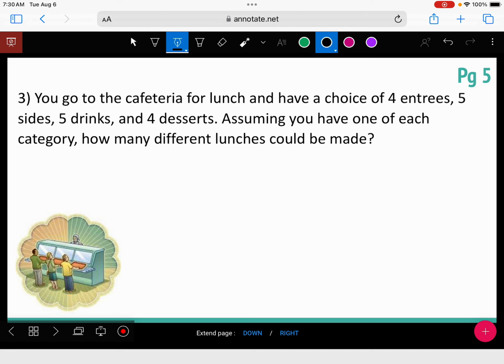How'd you get that? Multiply all of them. So we're going to multiply our 4 entrees times our 5 sides times our 5 drinks times our 4 desserts. That'll give us our number of options. And we can see here, with just this few numbers, why I don't want to draw them out each time and count up my little dots like I did yesterday, because I don't want to have to draw 400 dots. So being able to do this with calculations instead of drawing it out is going to make your life a little bit easier.